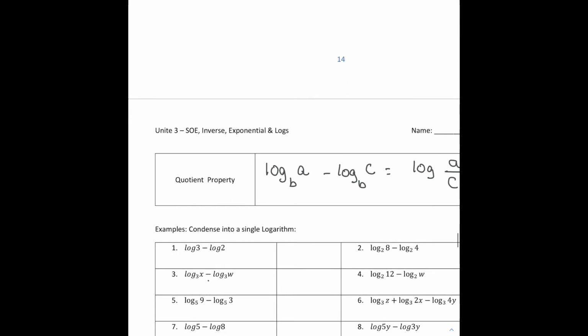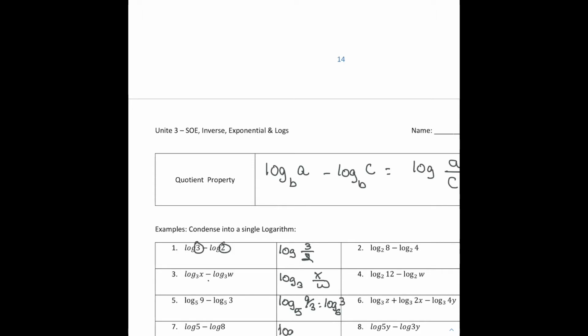Okay? So when we are writing this, I can write this first one as log, and my arguments are 3 and 2. So this would be common log of 3 over 2. Remember, common log has a base of 10. And then this would be log base 3 of x over w. This would be log base 5 of 9 over 3, which we could simplify to log base 5 of 3.